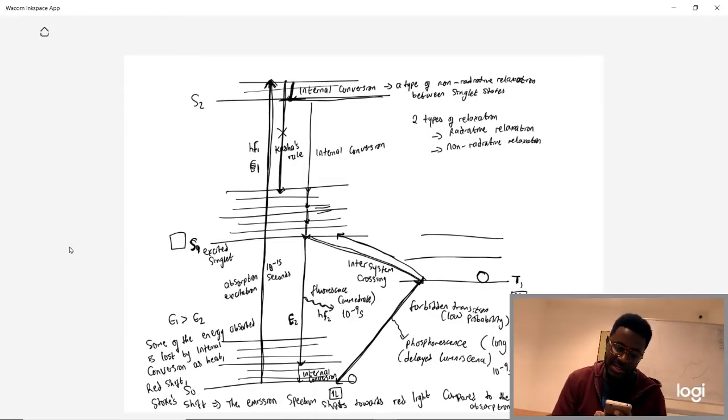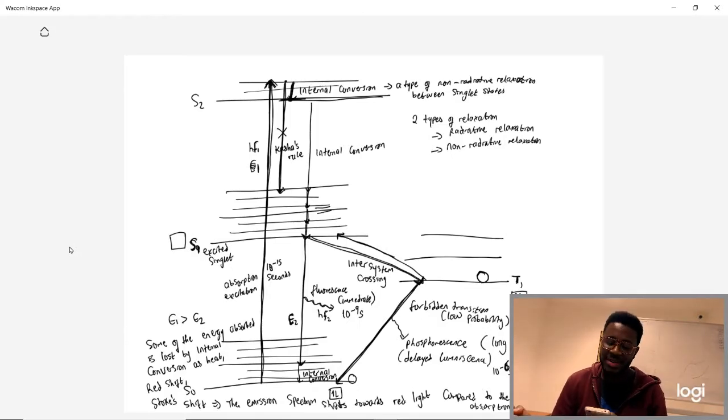And then phosphorescence is much longer, like 10 to the minus 6 seconds up to really high numbers. It's a long time, not as small as 10 to the minus 9, for phosphorescence.